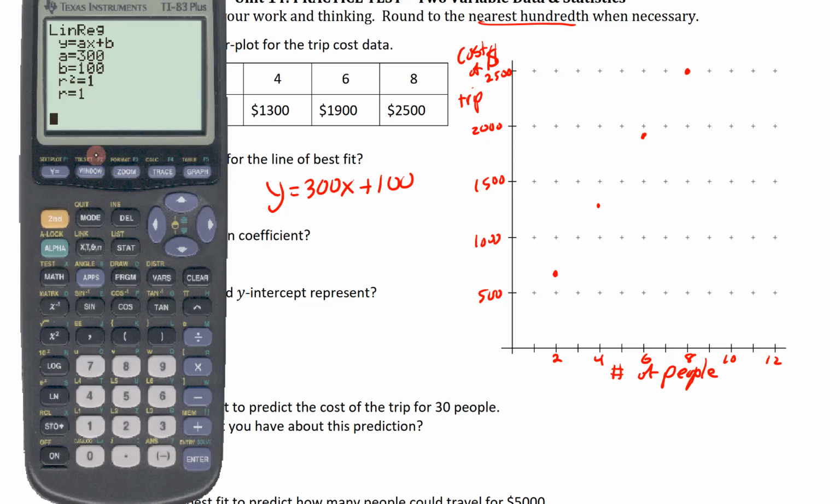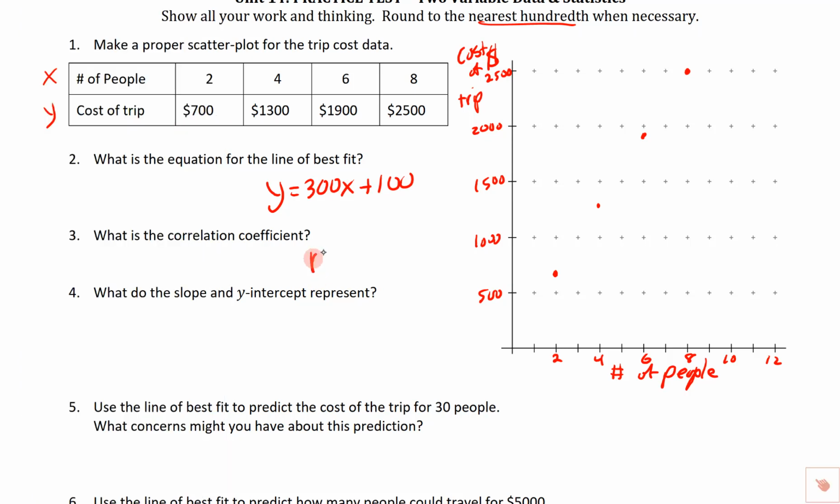Now this almost never happens, but on this particular one we get r equals 1. That means that is a ridiculously strong positive relationship. In fact, that's a perfect relationship. This almost never happens. Now it's kind of to be expected on a problem like this where they're charging for the number of people that go on the trip. So not too bad here.